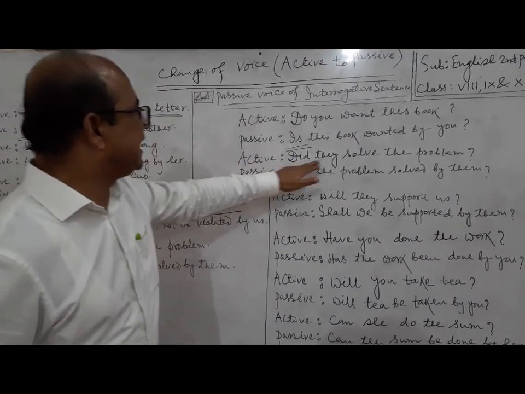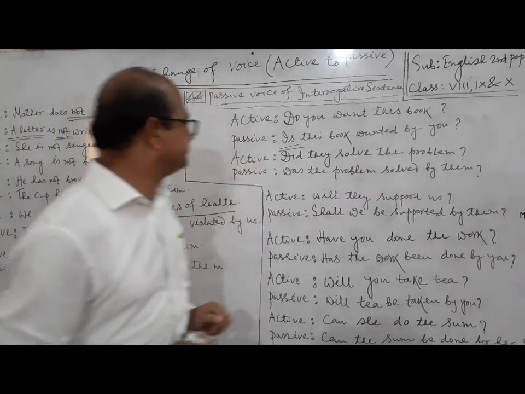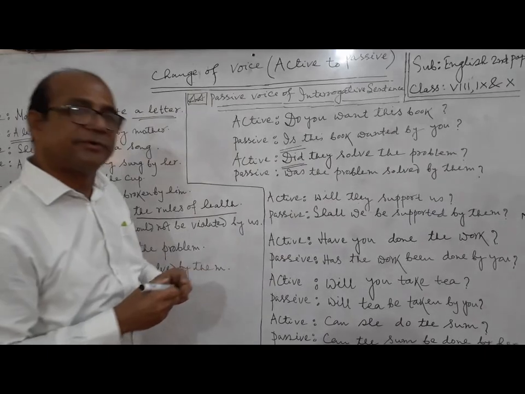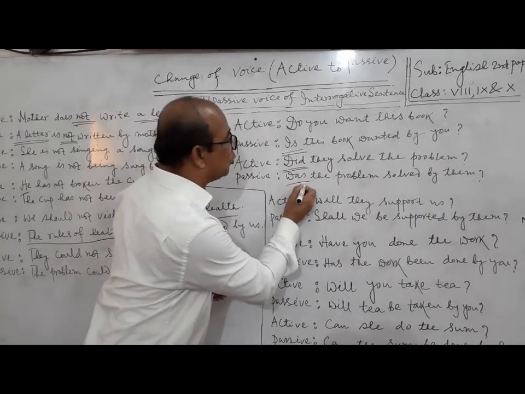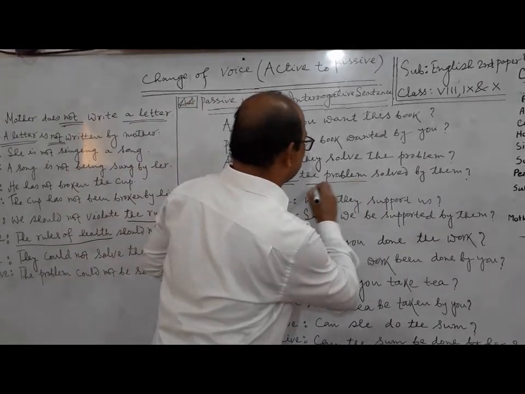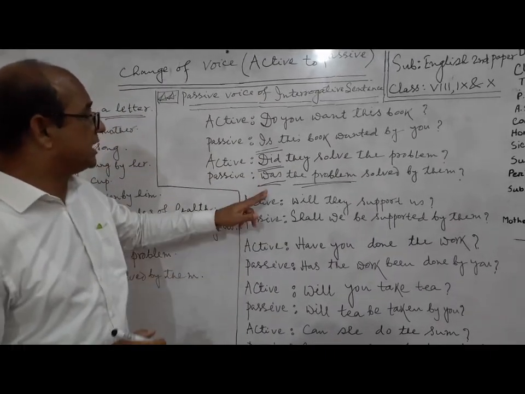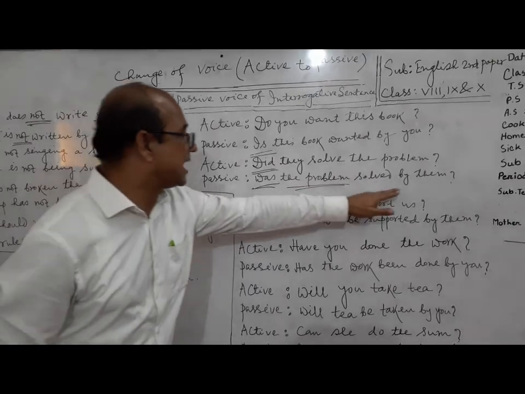Next one, did they solve the problem? Did means past form of verb. That's why I have written was. The problem is a third person singular number subject. That's why I have written here was. Was the problem solved by him?